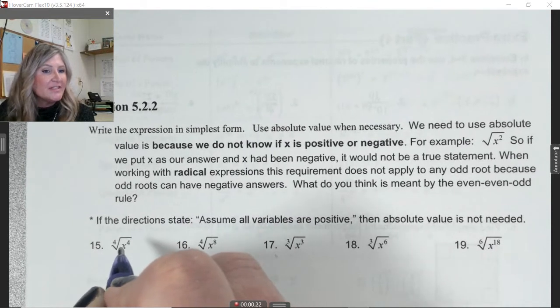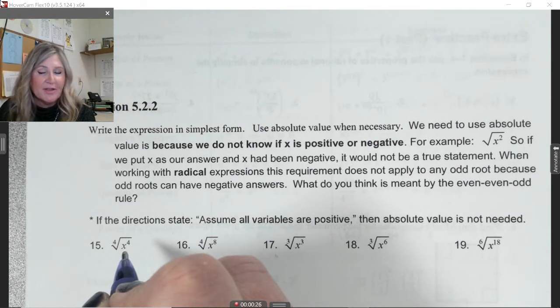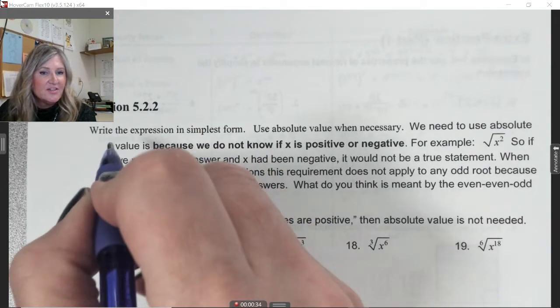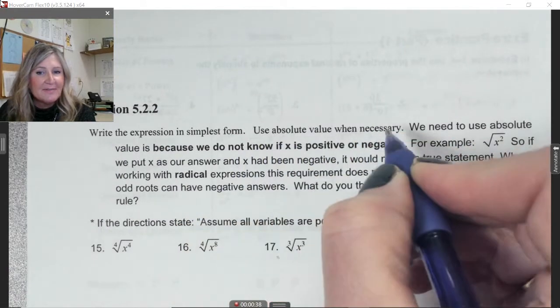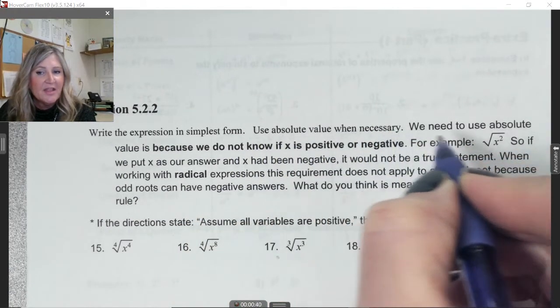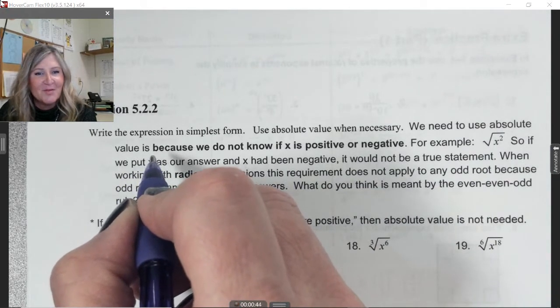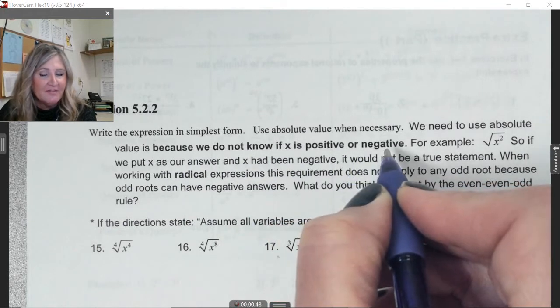Up to now, when we took a root of a variable, I made it so that you really didn't have to worry about using absolute value. But today we're going to have to worry about when we have to use absolute value. So the directions say, write the expression in simplest form. Use absolute value when necessary. We need to use absolute value when we do not know if x is positive or negative.